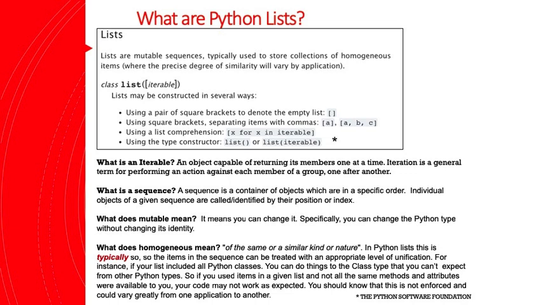What does the term mutable mean? If something is mutable, you can change it. Specifically, you can change the Python object without changing its identity, and I'm going to prove that to you in the upcoming slides. What does homogeneous mean?